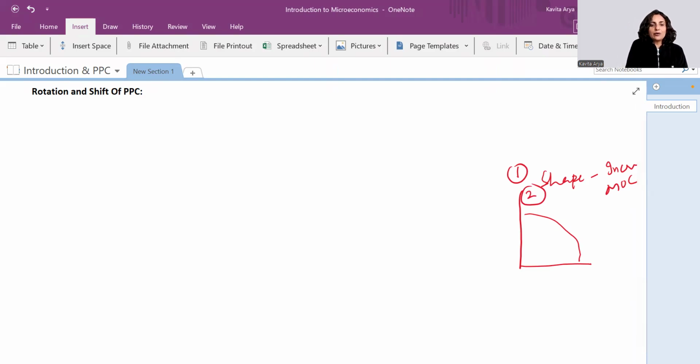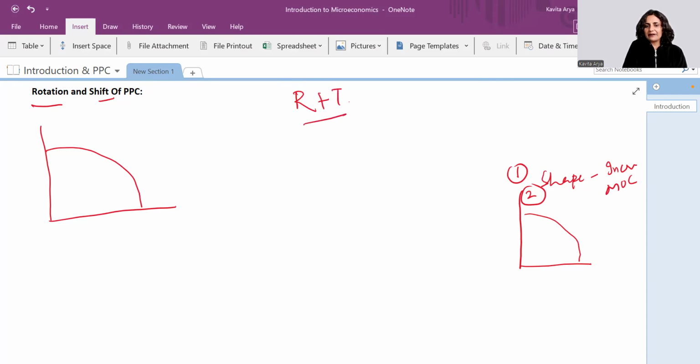So when we talk about rotation and shift, these are two similar but different concepts. What do we mean by these? So when we're talking about PPC, PPC is made with respect to resource and technology, right? R and T are the major inputs. So if the resource and technology are increased for any nation and we are able to produce more of both X as well as Y, so this is called rightward shift.